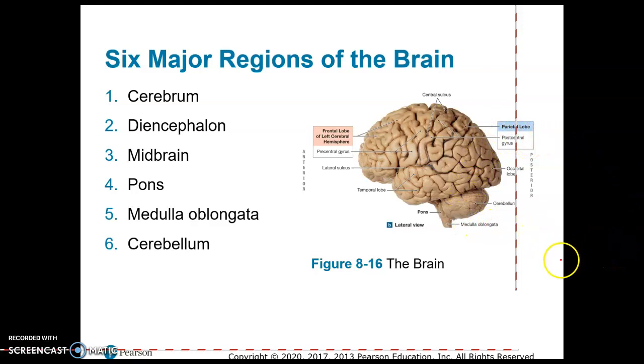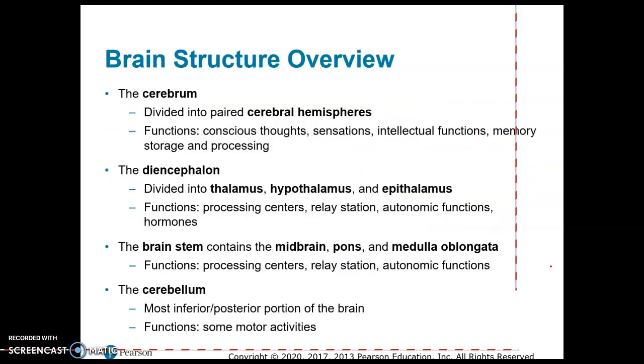All right, and then here's the cerebellum right here, like a little knot in the occipital area. And then you have the brainstem, and we can see the medulla oblongata and the pons, but we can't see the diencephalon and the midbrain in this image. Okay, so the cerebrum is divided into cerebral hemispheres, the left and the right hemisphere. The diencephalon is divided into the thalamus, the hypothalamus, and the epithalamus. The brainstem contains the midbrain, pons, and medulla oblongata.